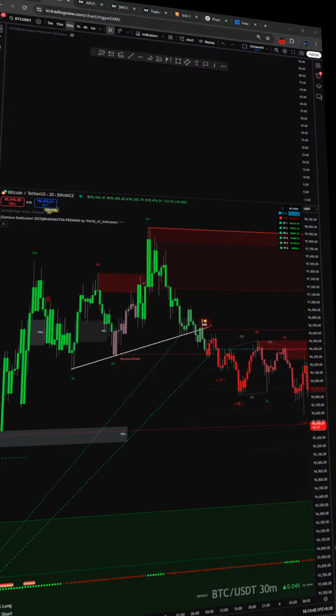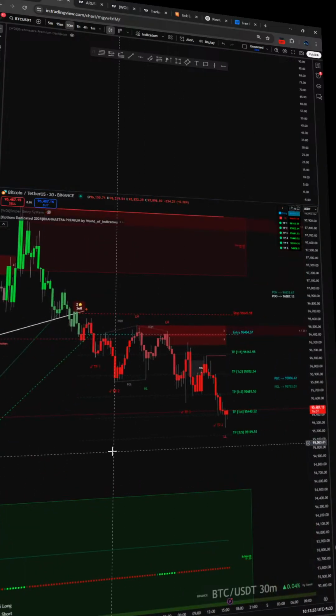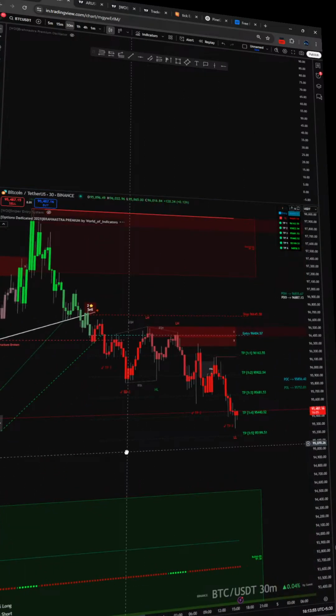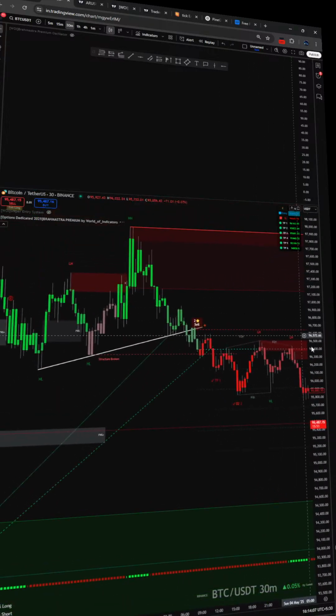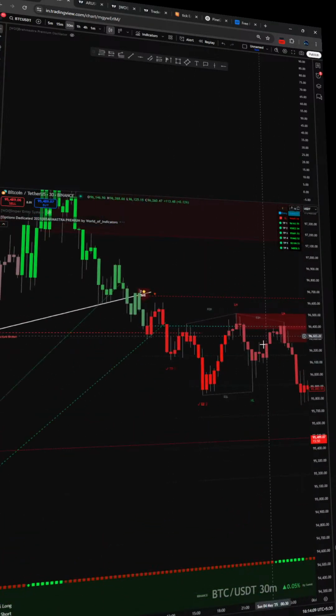Okay, got you. So we are currently on BTC on the 30-minute chart. We can see a clear sell signal here. After the sell signal we can observe things. Let's discuss this step by step.